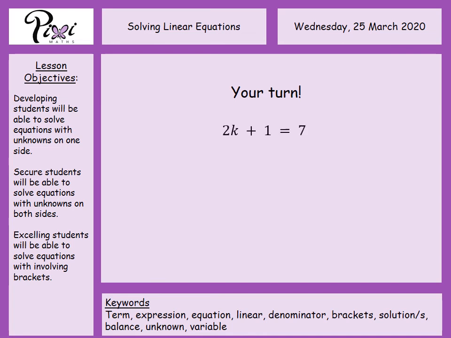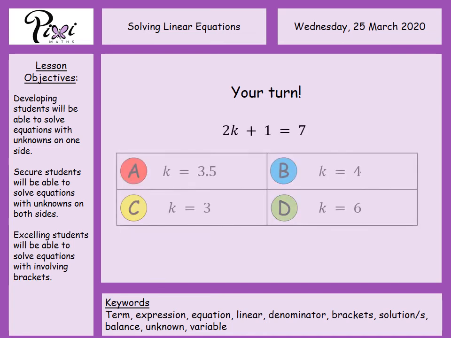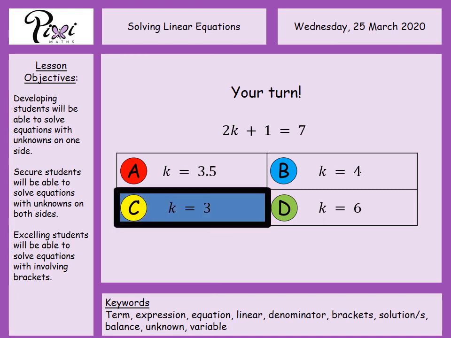Now it's your turn. I have 2k plus 1 equals 7. What do you think? What's the answer? Remember the steps to solve this question? Yes, the answer is C. k equals 3.